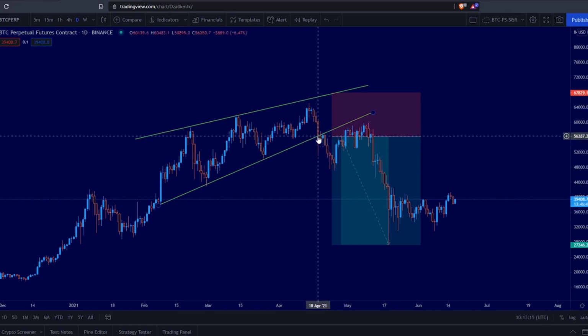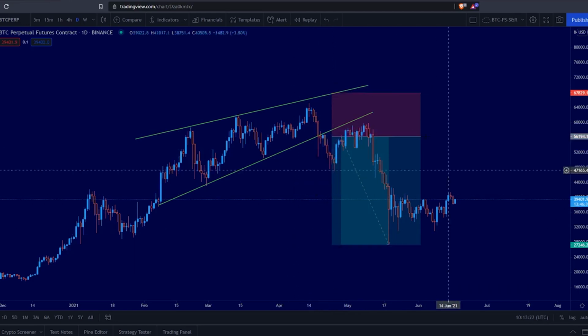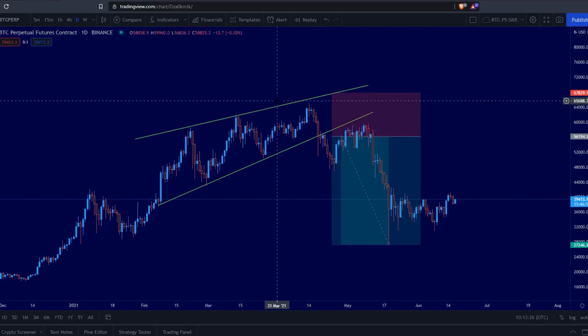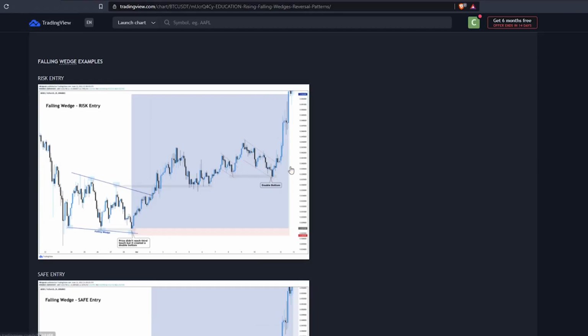And if you didn't and you jumped in on the safe entry based on what we've just discussed, you still would have got 16%. So it's still a big move over 7 days. That is a rising and falling wedge reversal pattern. Hopefully that gives you a good overview of what to look for.